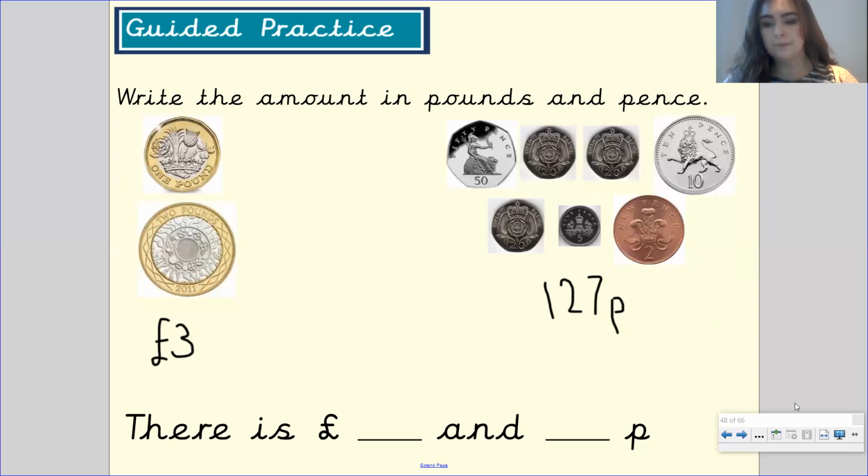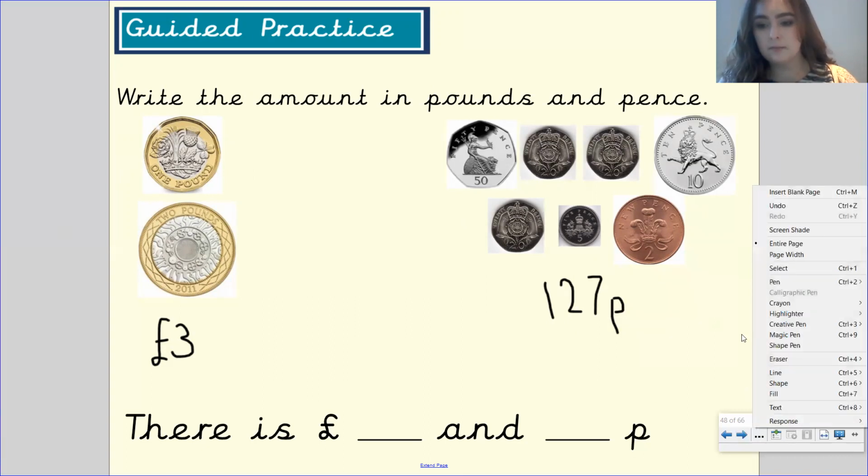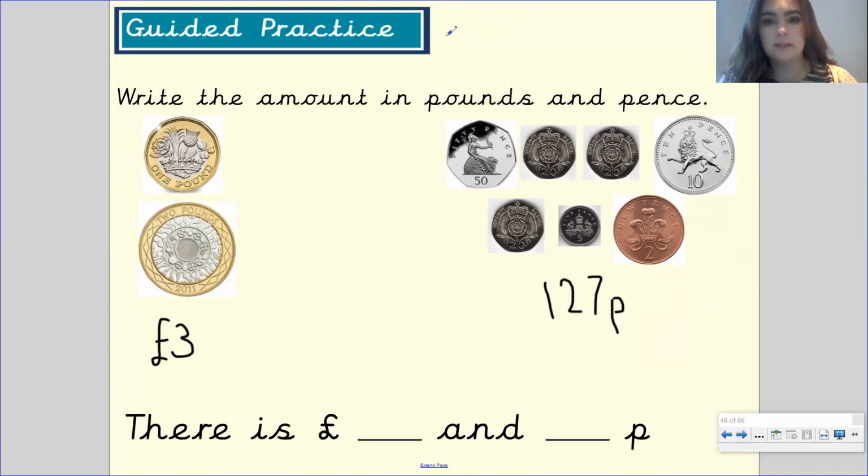So here I've got 127 pence. Now, looking at that number and using our knowledge, what do you think I could do? I've got 127 pence here. What could I do? Pause the video to have a think. So 100 pence, let's write it up here. 100 pence is the same as £1. And I've got 127 pence here.